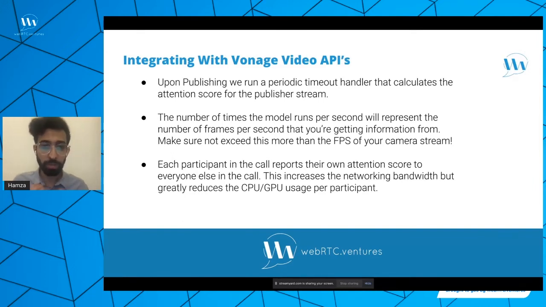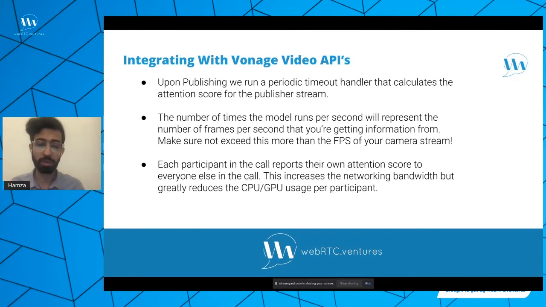The number of times you run this per second is effectively the frames per second you're getting information for. If you're publishing your stream at 60 frames per second, you could essentially run this 60 times per second. But if your stream only supports 30 frames per second, then running this 60 times a second, you're just losing computational bandwidth. So there's some drawback to this architecture.